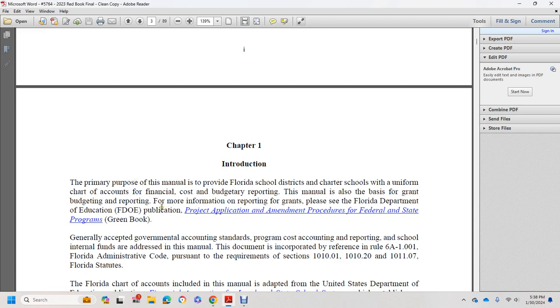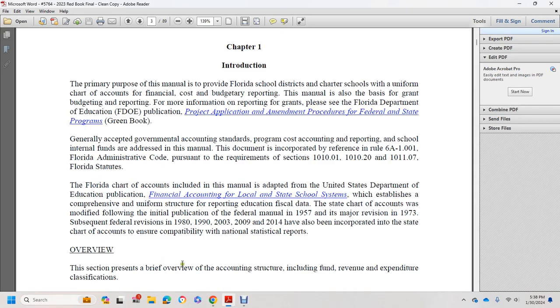Generally Accepted Governmental Accounting Standards, Program Cost Accounting Reporting, and School Internal Funds are addressed in this manual. This document is incorporated by reference in Rule 6A-1.001, Florida Administrative Code, pursuant to requirements of sections 1010.01, 1010.20, and 1011.07, Florida Statutes, Florida Charter.